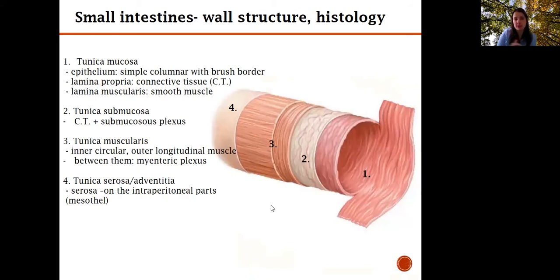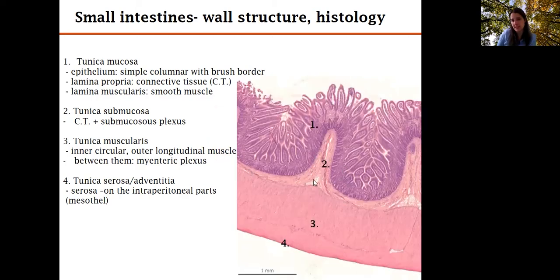The difference between duodenum, jejunum, and ileum is actually in their submucosal layer. In the case of the duodenum, in the submucosal layer, we have glands which will produce bicarbonates to neutralize the acidic fluid coming from the stomach. In the jejunum, this picture is from the jejunum actually, we do not have any special structures in the submucosal layer. And in the ileum, we have lots of lymphatic tissue in the submucosal layer.